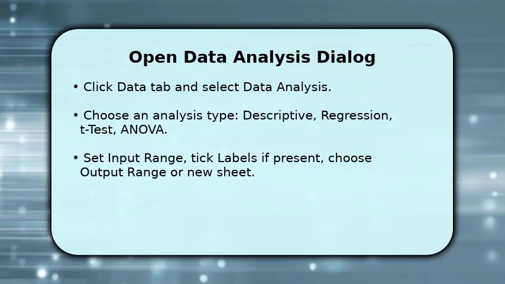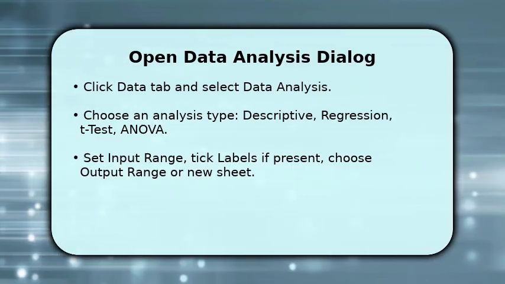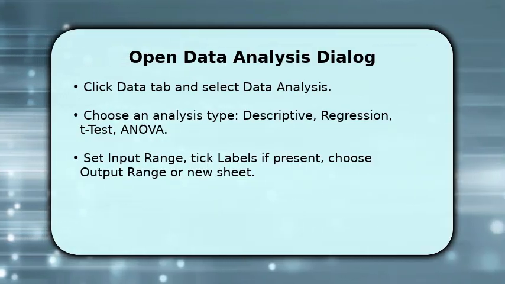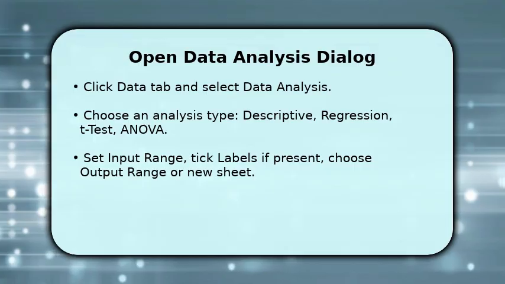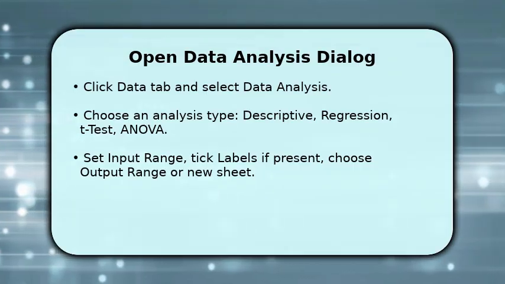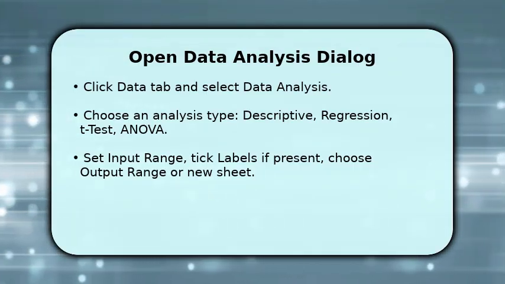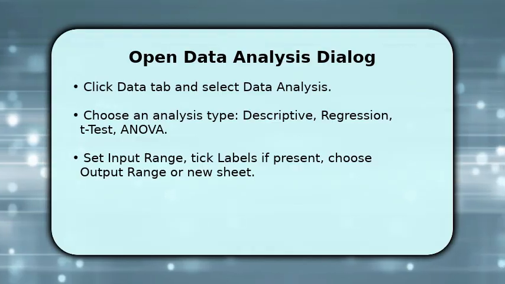Make sure you set the input range accurately and tick labels if your selection includes headers. Choose the output range or a new worksheet, and set options like confidence level or residuals when relevant. After adjusting settings, click OK to execute and generate results.